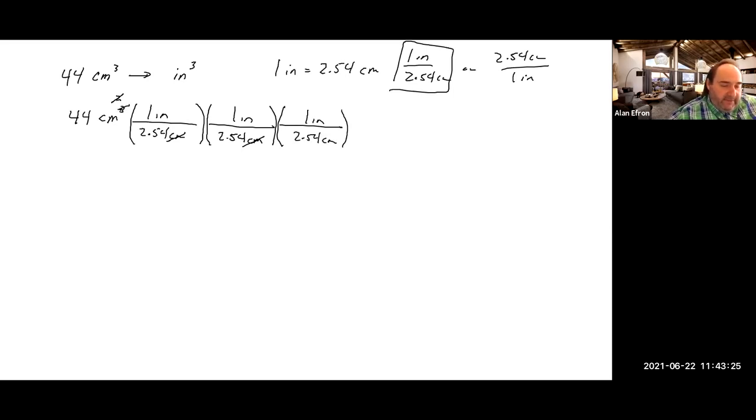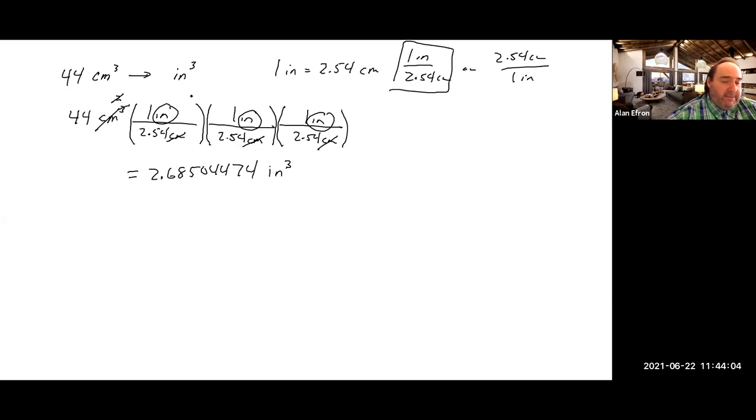First one took care of the first cubic centimeter, second one took care of the second one. Third conversion takes care of all the cubic centimeters at this point. I then would have basically 44 times 1 times 1 times 1. And then I would divide it by 2.54, divided by 2.54, and divided by 2.54. And I will end up with 2.68504474. My units would be inches times inches times inches, which gives me cubic inches.